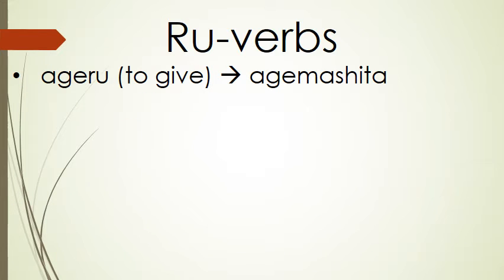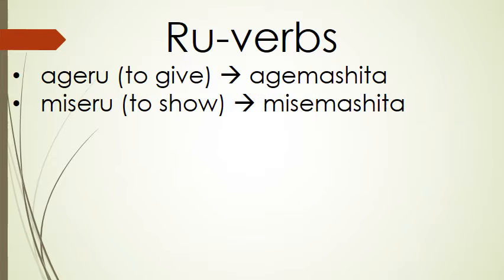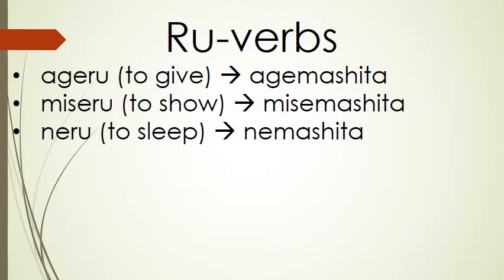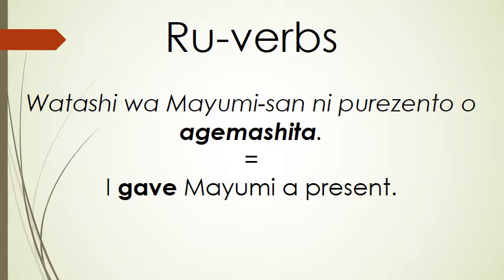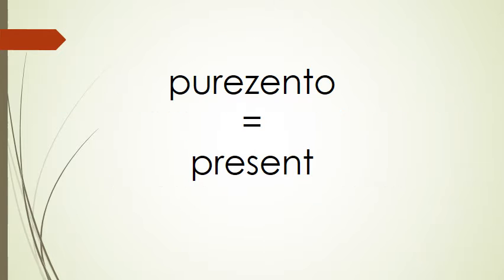So the verb ageru, which means to give, would become agemashita. Miseru, to show, would become misemashita. And neru, to sleep, would become nemashita. So for a quick example sentence, if I said, Watashi wa Mayumi-san ni purezento o agemashita, that would mean I gave Mayumi a present. And just to be clear, purezento means present in Japanese. And yes, this is another English loanword.